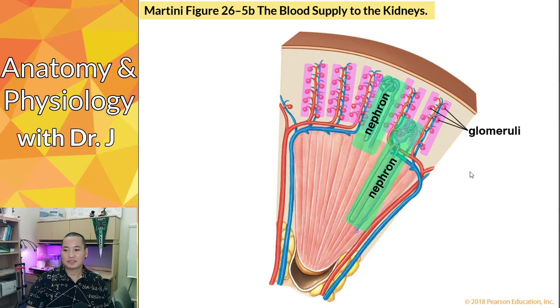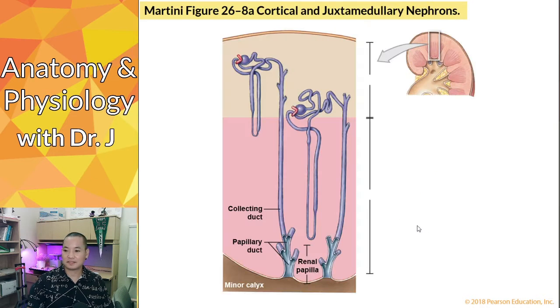So these little structures are called glomeruli, and what you have here are nephrons. It's only showing two nephrons in this picture for simplicity's sake, but all these glomeruli will have one nephron attached to them. So the nephron is what actually makes urine from blood. And in terms of locations and general structures of nephrons, there are two broad categories.